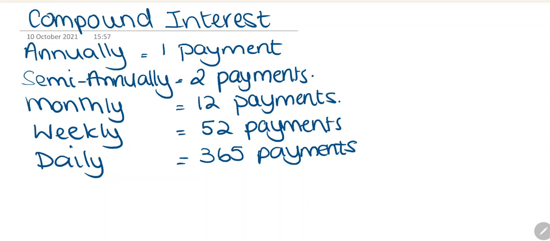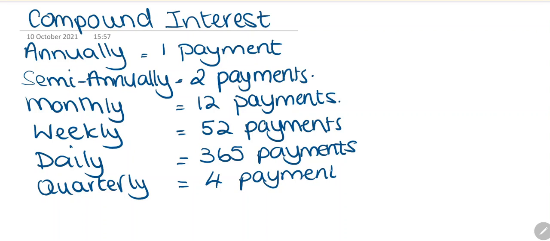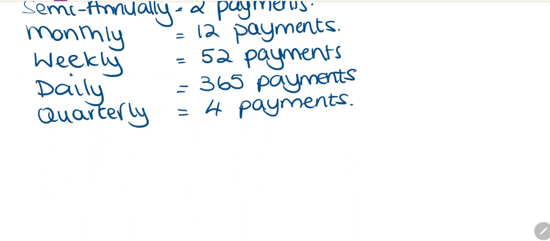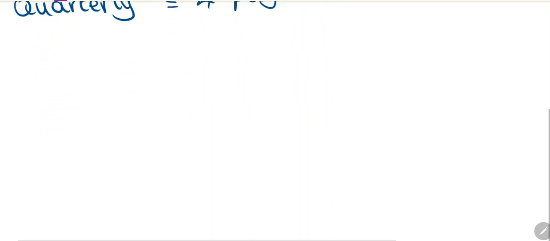So annually, semi-annually, we have monthly, we have weekly, daily, and another one you may see is quarterly. This means the year is divided into quarters. So it's going to be every 3 months, but there's 4 payments in a year. So if we look at a question, and then we'll come back to the number of payments.